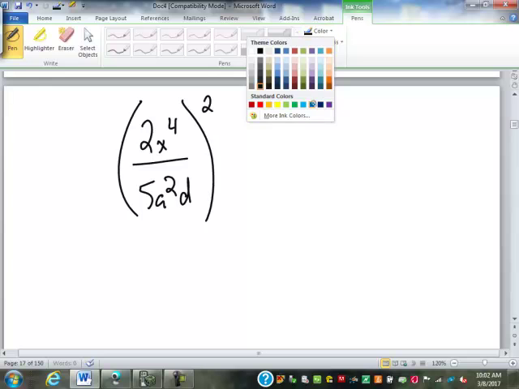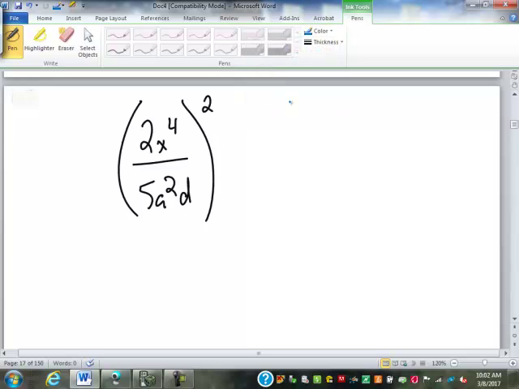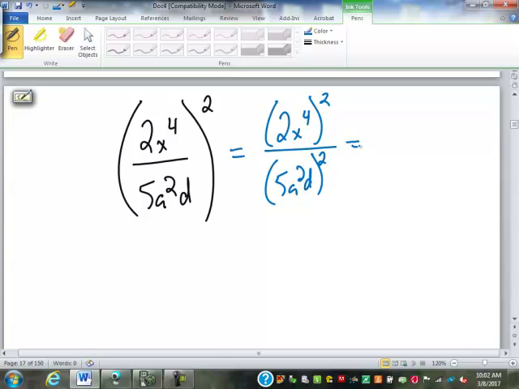So we've taken a fraction to a power earlier. What if we have variables in there? Well, it's still just going to be each piece. 10x to the 4th squared, 5a squared d squared. There was nothing we could reduce inside that fraction. That would always be our first step.